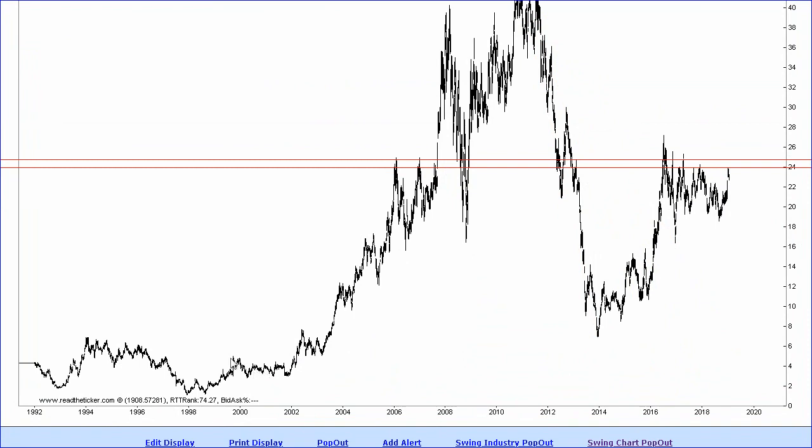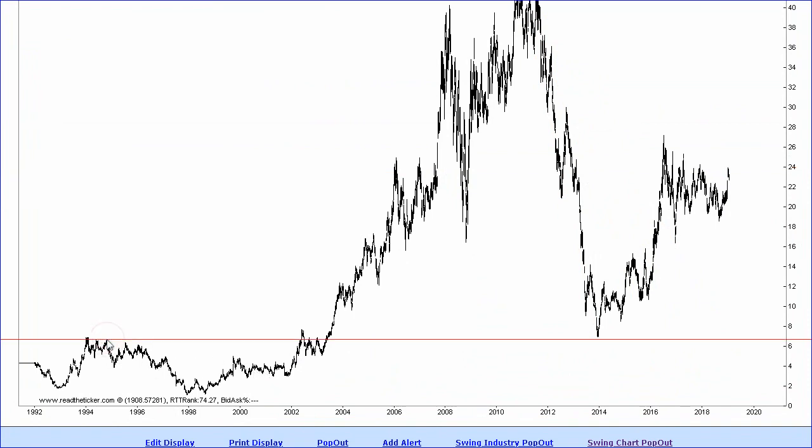Now, obviously it found support. Whoops. I'm doing a horizontal line, which is just holding the H key down and getting a horizontal line. So you see how it bottomed out there.